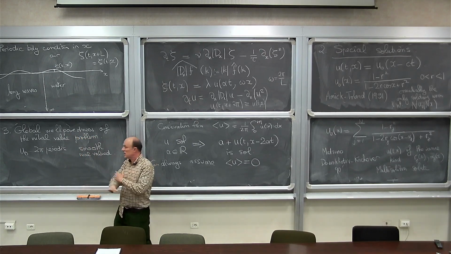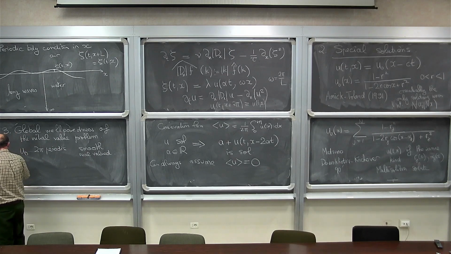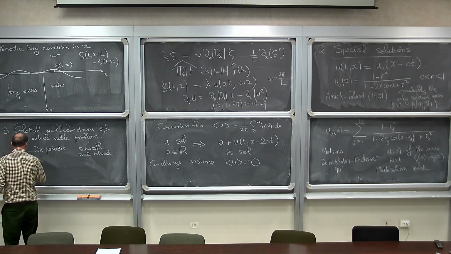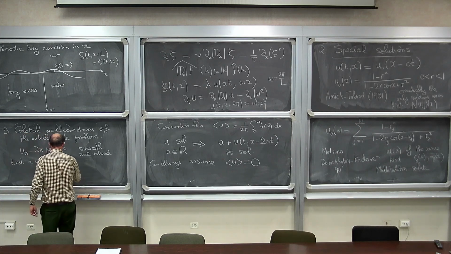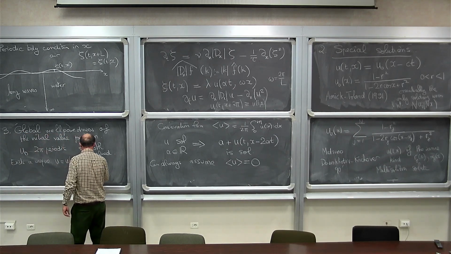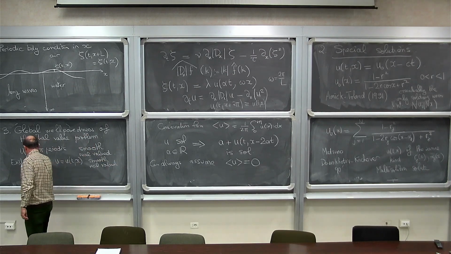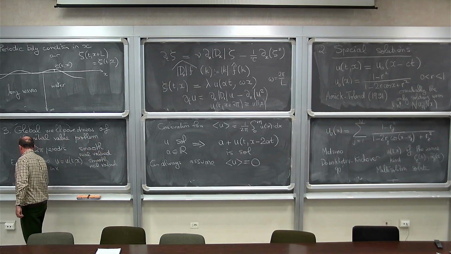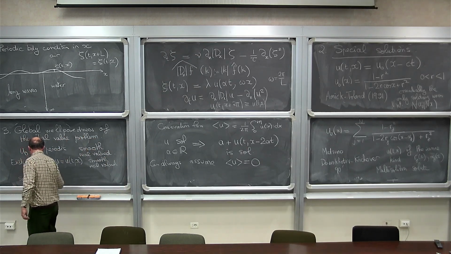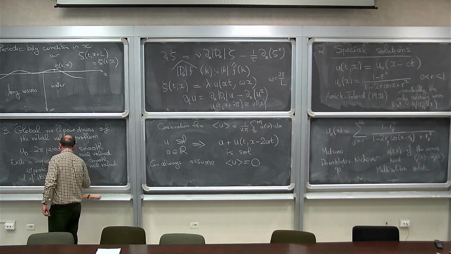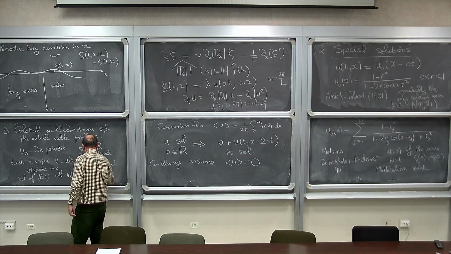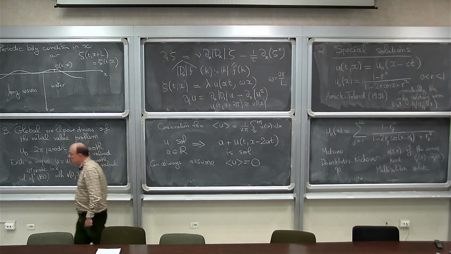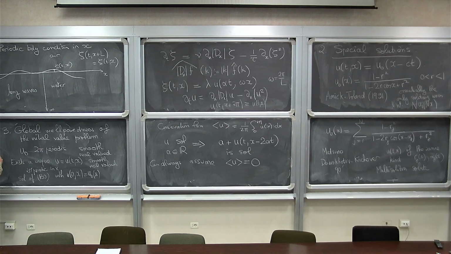Now I claim that there exists a unique function u of time and x, which is smooth and real valued. It's 2 pi periodic in x, again, same periodic boundary condition, which is a solution of my equation BO, Benjamin-Ono, with u of 0, x equals u0 of x. So this theorem was proved, in fact, by Jean-Claude Saut in 1979.